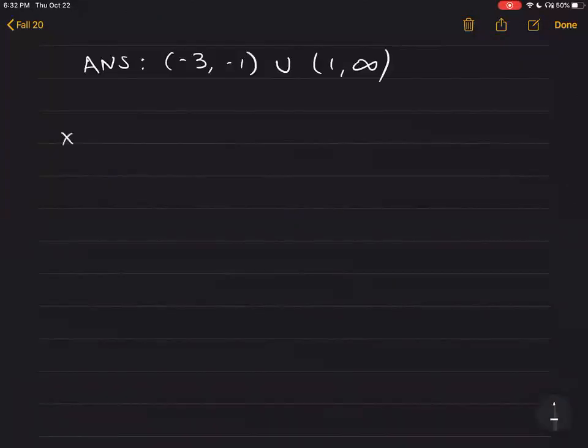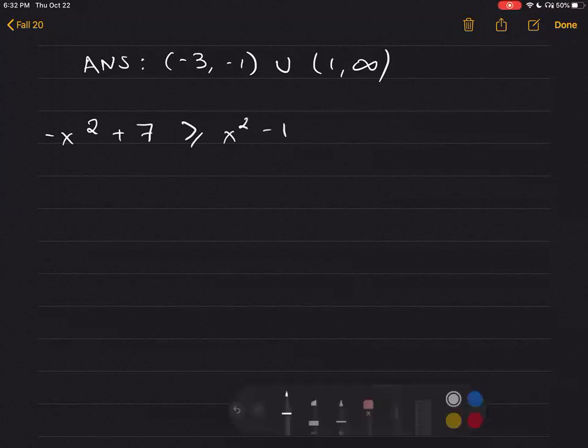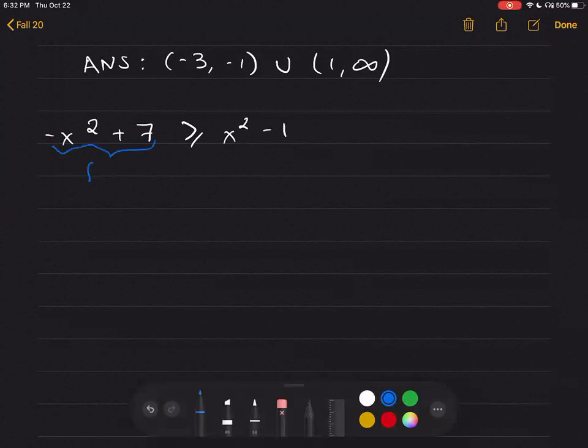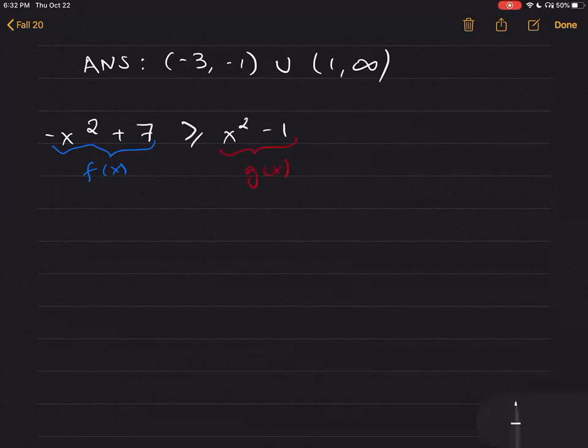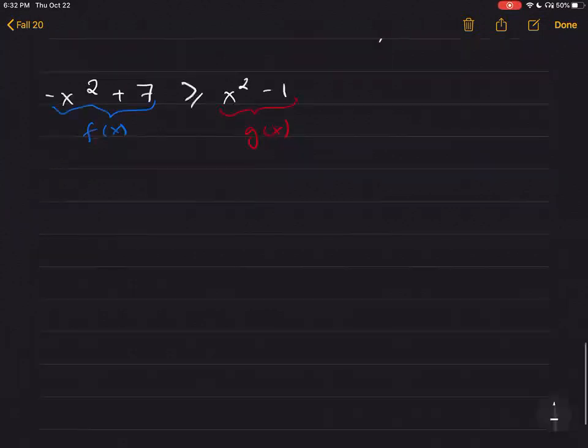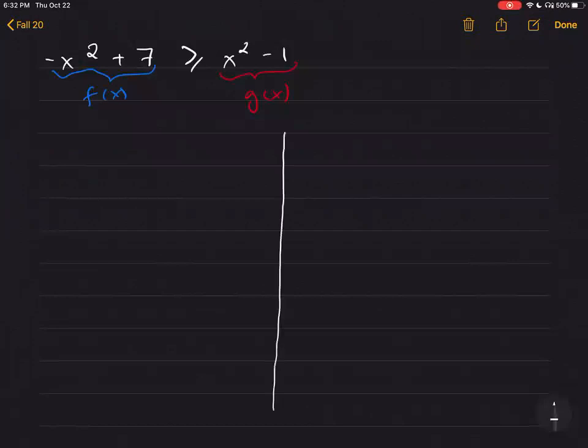So let's do -x² + 7, and let's do greater than or equal to x² - 1. And again, I'm going to let this be my blue f of x. I'm going to let this be my red g of x. And let's see if my graphing abilities are up to par. Not my graphing abilities, really my artistic abilities.